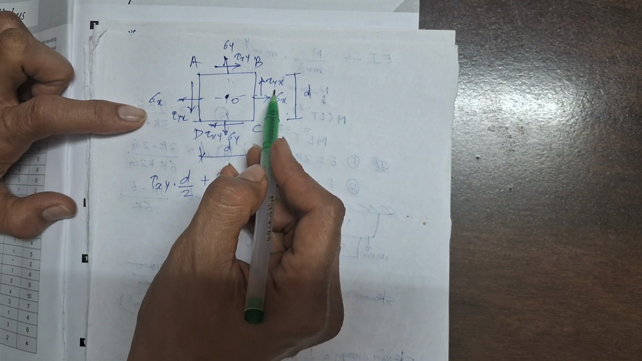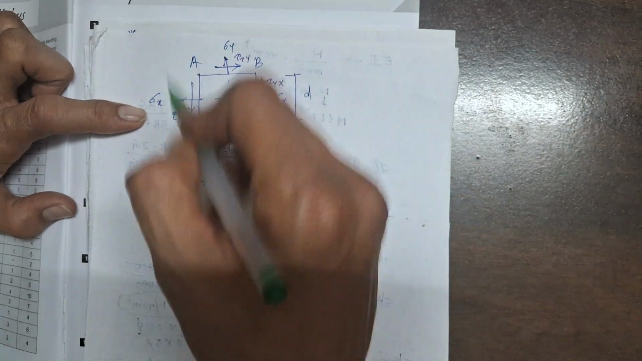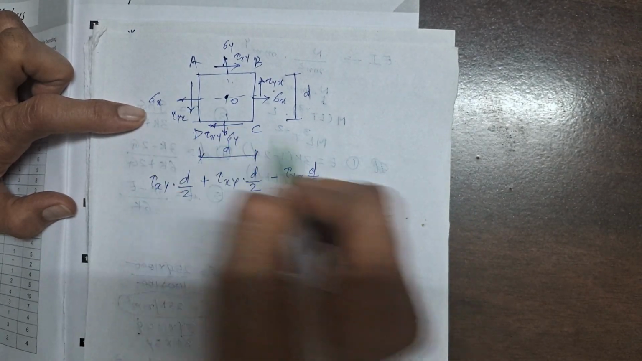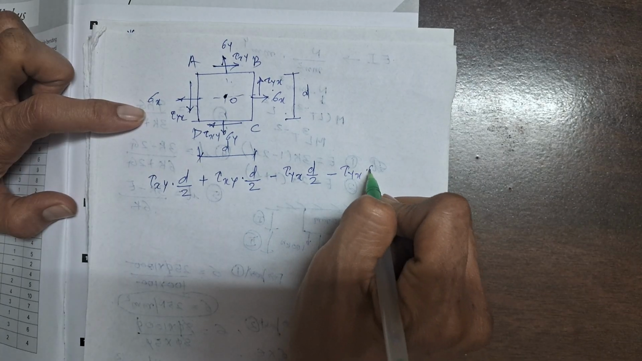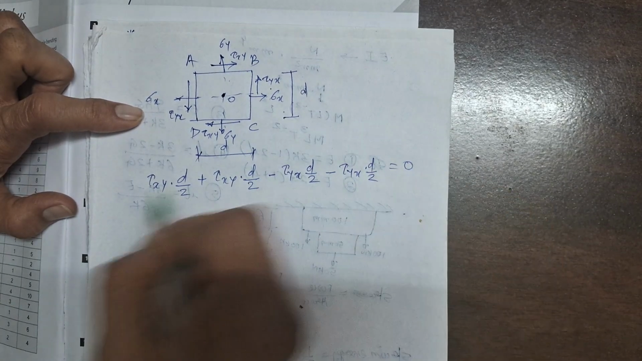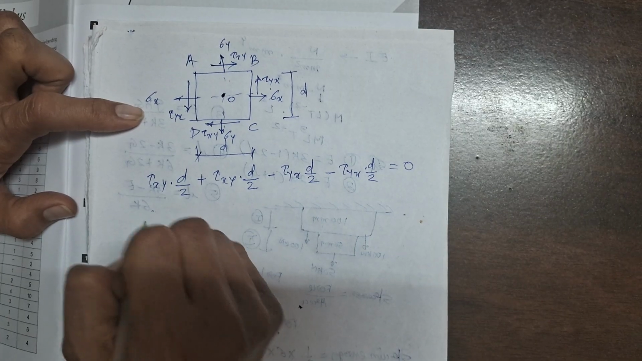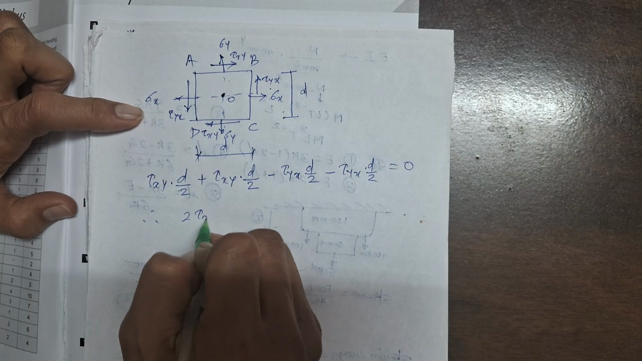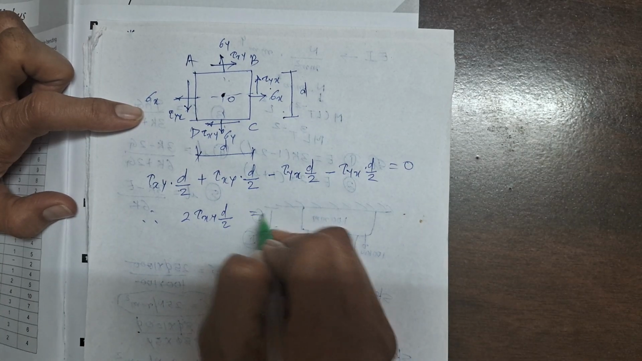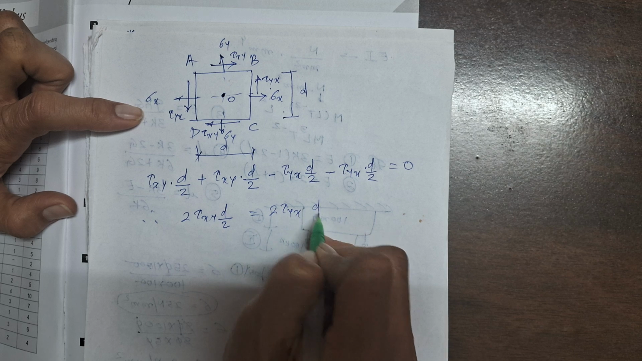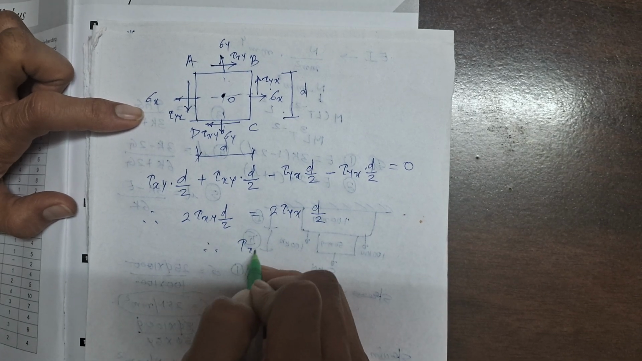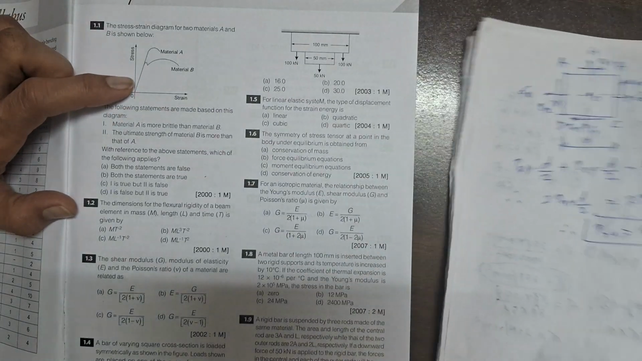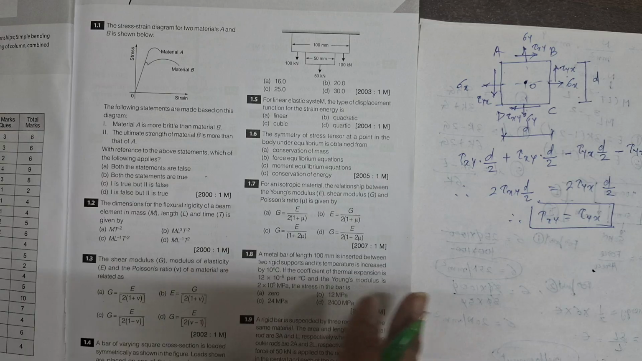This tau yx with respect to this point will be anti-clockwise, so minus tau yx into d by 2. Again, this tau yx d by 2 minus, is equal to 0. If we simplify it, ultimately it will be 2 tau xy d by 2 is equal to 2 tau yx d by 2. So tau xy is equal to tau yx. Basically, we can say we have proved this from the moment equilibrium equations.